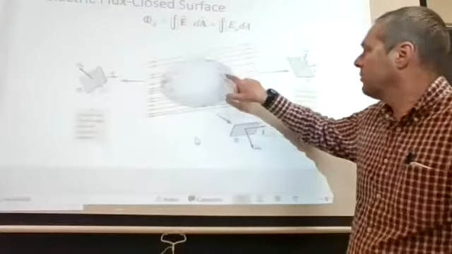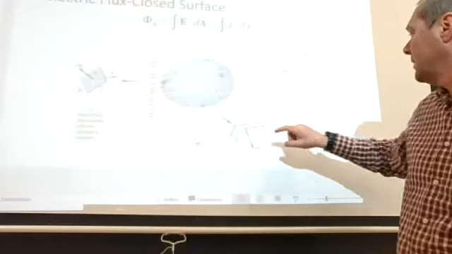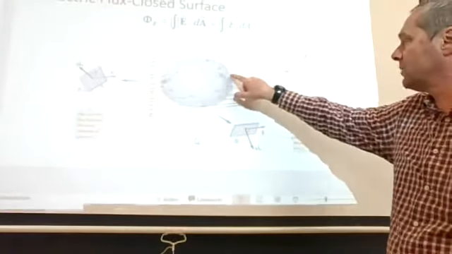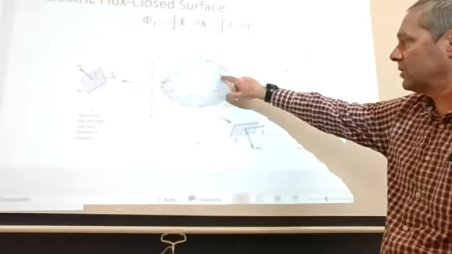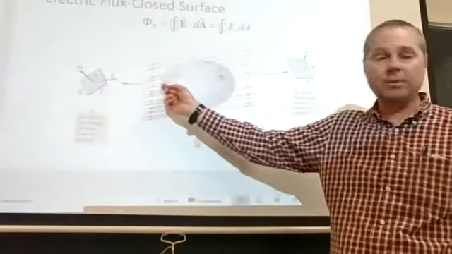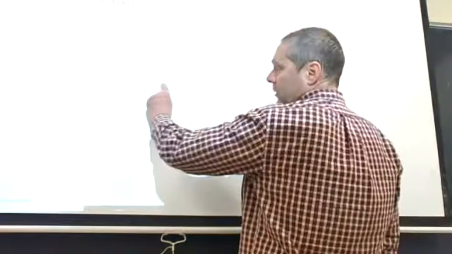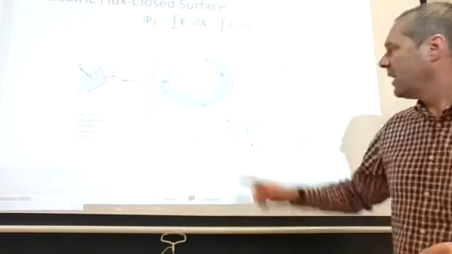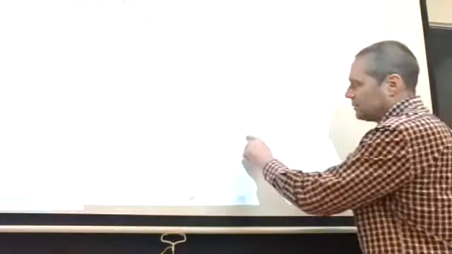The flux coming out of the surface, like what we have here, is going to be positive. The flux coming into the surface, like what we have here, is going to be negative. And then lastly, number 2, it's blown up a little bit here.